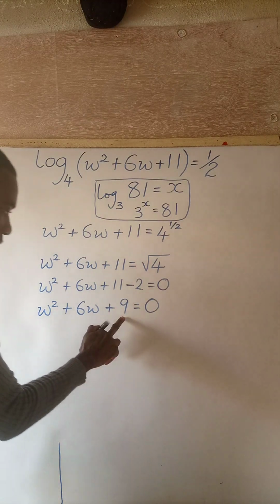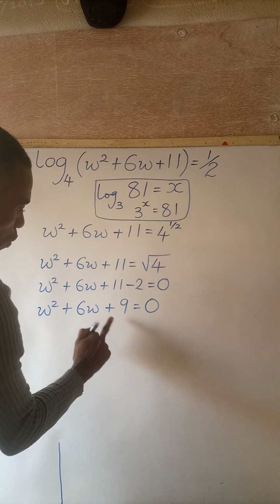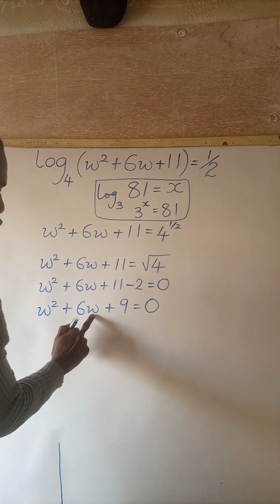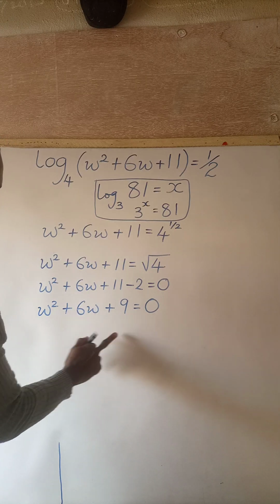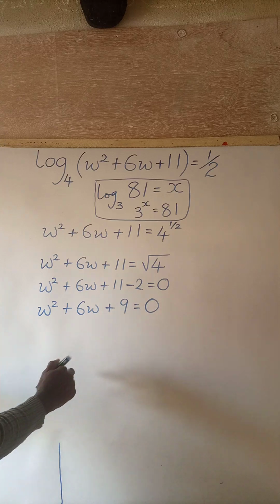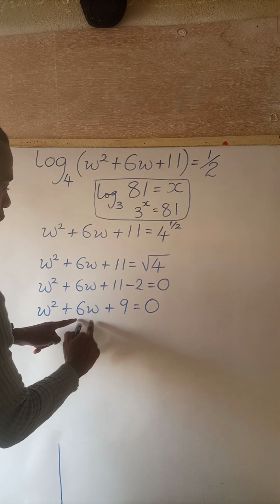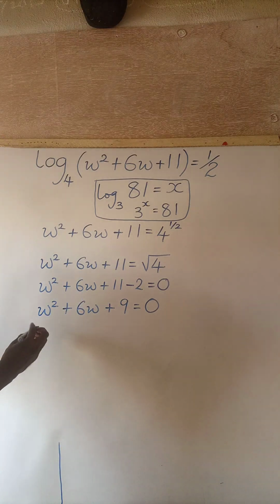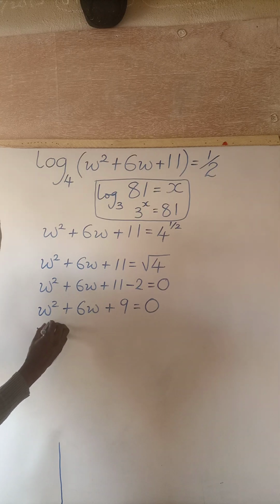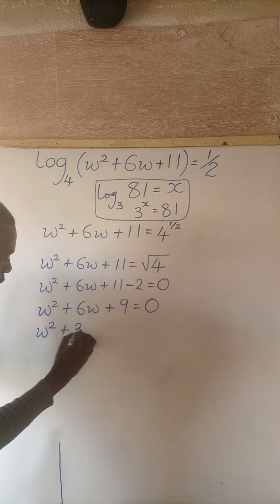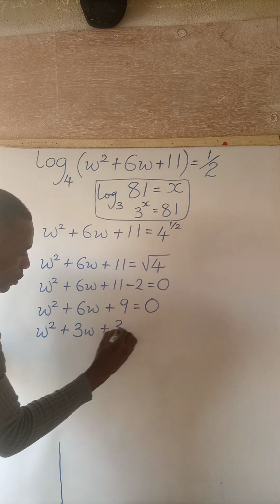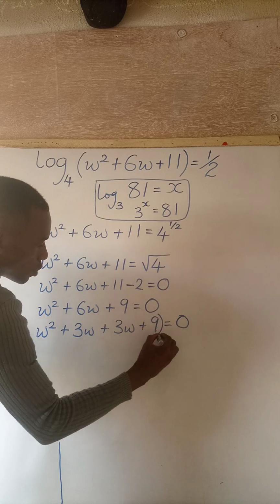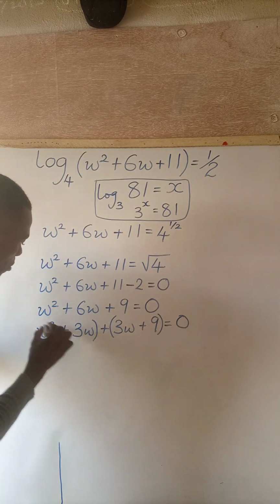Now, this 9 is the constant. So we look for the factors of this constant that, when we add them, will give us the coefficient of w, which is plus 3 and plus 3. So we will remove this 6w and replace it with plus 3 and plus 3, which gives w squared plus 3w plus 3w plus 9 equal to 0. So we will now put this in brackets, and this in brackets as well.